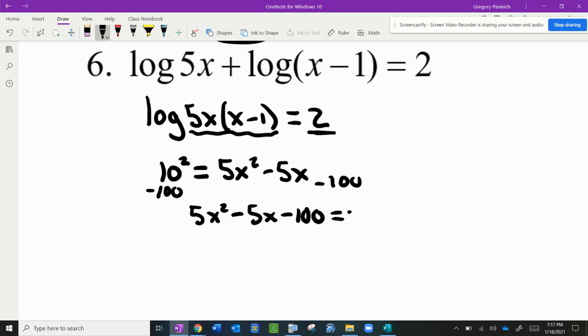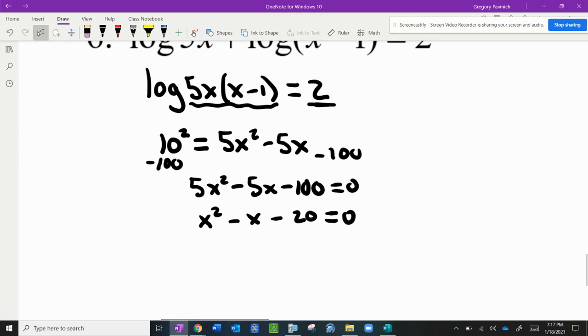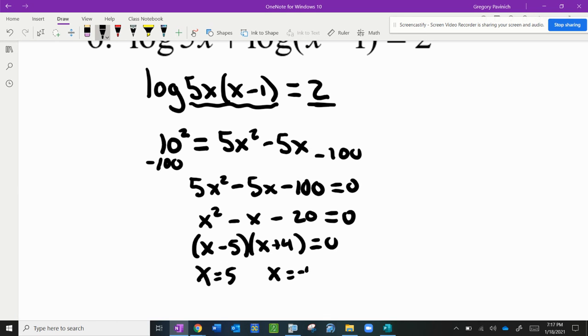I also know that this is pretty nice because everything's divisible by 5. Let's make our life easy by dividing everything by 5. And 20 times 5 is 100. I have a nice factoring problem. If it wasn't factorable, we would have to use the quadratic formula. So x minus 5 times x plus 4. And I'm going to set those equal to 0 and solve. So I just did that in one step.